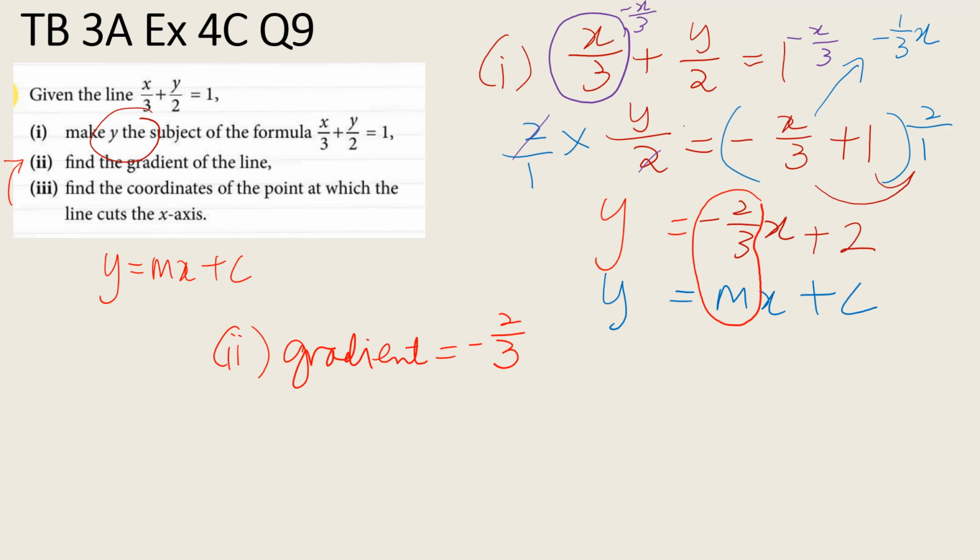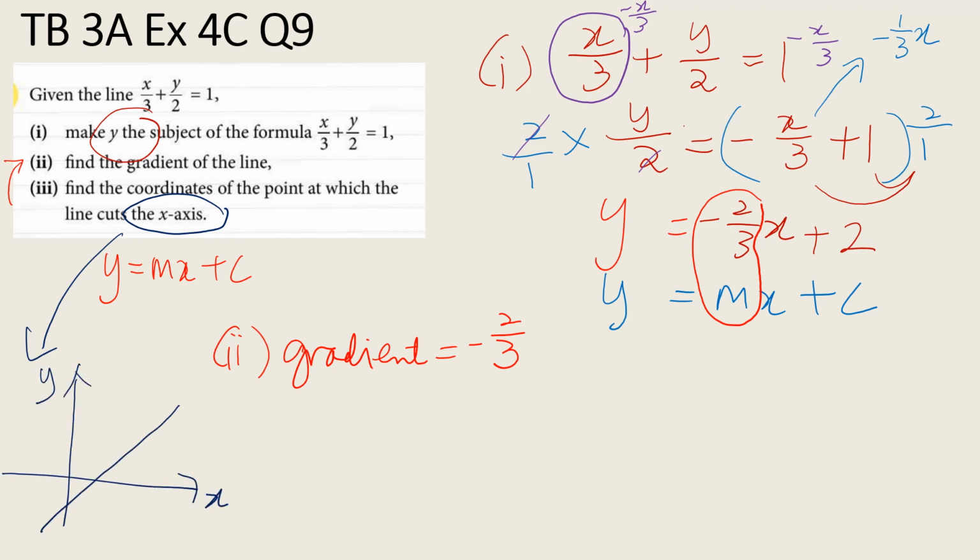Right, part 3. Part 3 says, find the coordinates of the point at which it cuts the x-axis. Right, so that's something important. When a line cuts the x-axis, what is so peculiar about points on the x-axis? A point must have two coordinates, right? The x and the y coordinates, correct? Every point has two coordinates, x and y. So a point that lies on the x-axis, what's so peculiar about it? Yes, the y coordinate is 0.